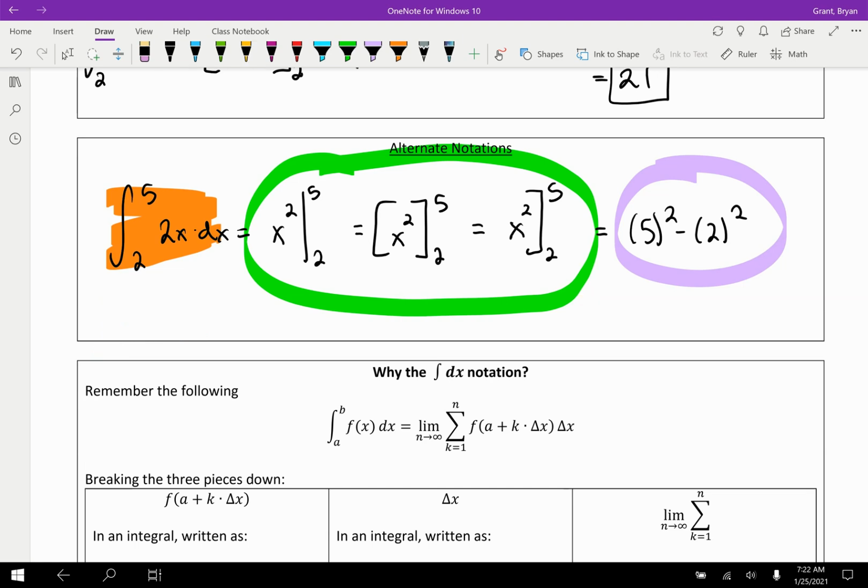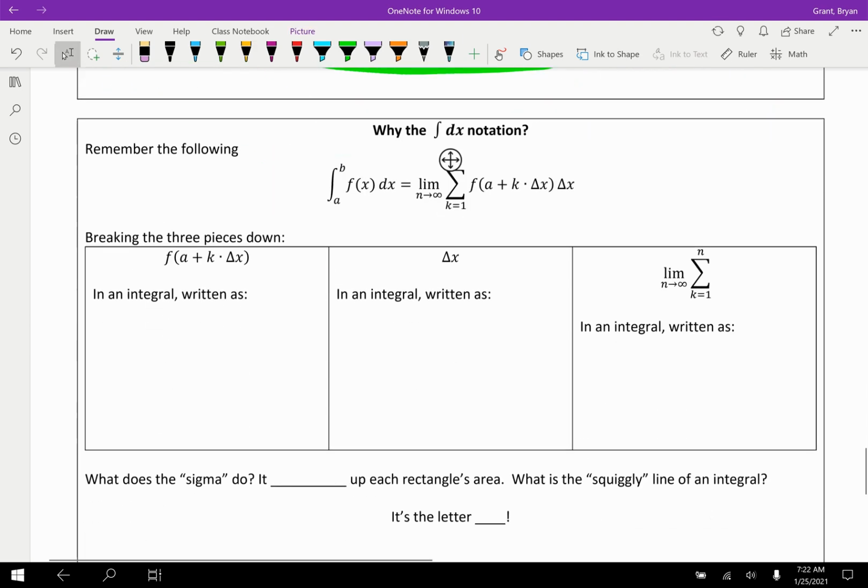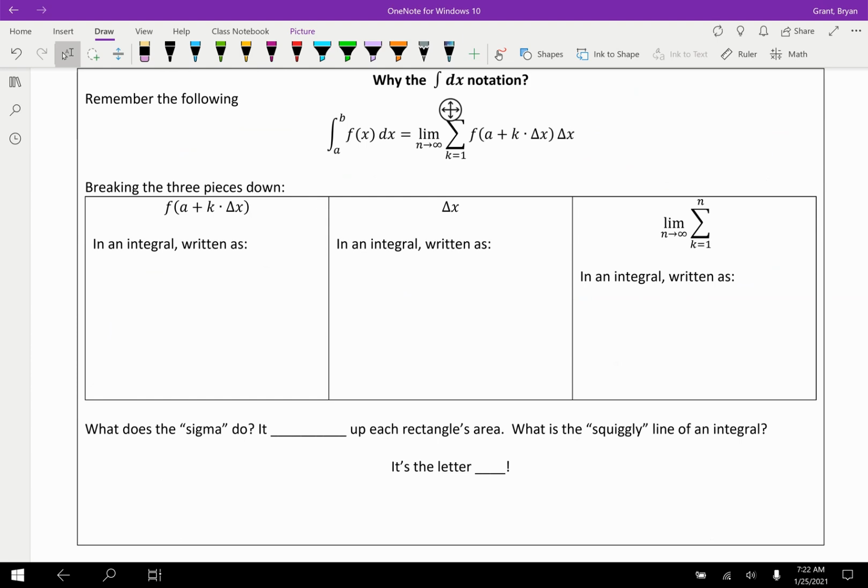They want to see those 3 steps. They want to see you know how to take an antiderivative, and they want to see that you know how to use the fundamental theorem. From there, go straight to the answer. Awesome. All right. Last but not least, more talk on notation.